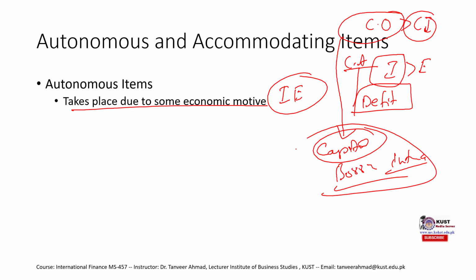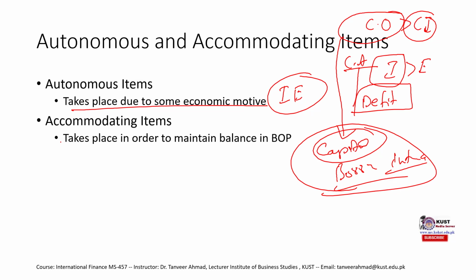So this aspect is the accommodating item, because this accommodating item takes place in order to balance the balance of payment. It is called balance of payment for a reason, because as in an accounting book, we balance the left and right side of the balance sheet, the two parts of the equation. So similarly, we balance this balance of payment, and the deficit in the current account would have to come from a surplus of the capital account.